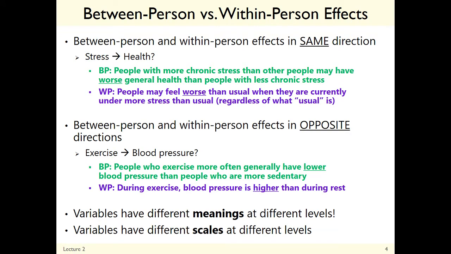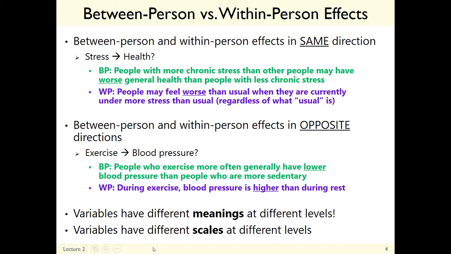For instance, if you think about the relationships between stress and health, people who have more stress than other people may feel worse, may have worse health than other people between persons. But it may be the case that when you are more stressed than usual, your health is worse than usual. So in that case, stress is bad for you, both between persons and within persons.